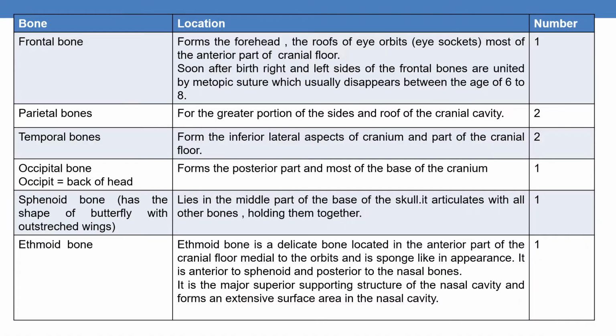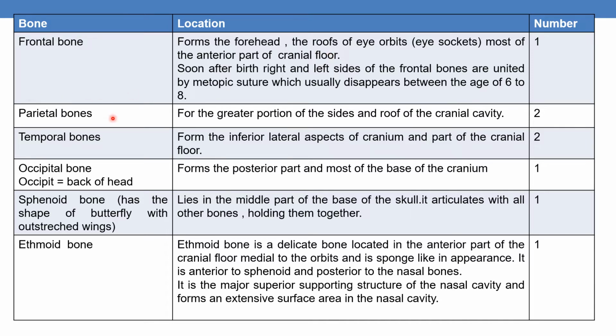Now let us discuss each cranial bone. The first one is the frontal bone. It forms the forehead, the roof of the eye orbits or eye sockets, and most of the anterior part of the cranial floor. Soon after birth, the right and left sides of the frontal bone are united by the metopic suture, which usually disappears between the ages of 6 and 8. So there is 1 frontal bone.